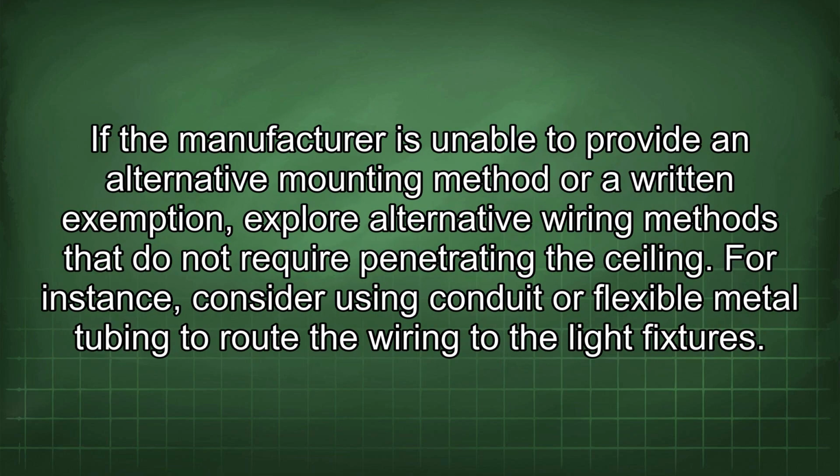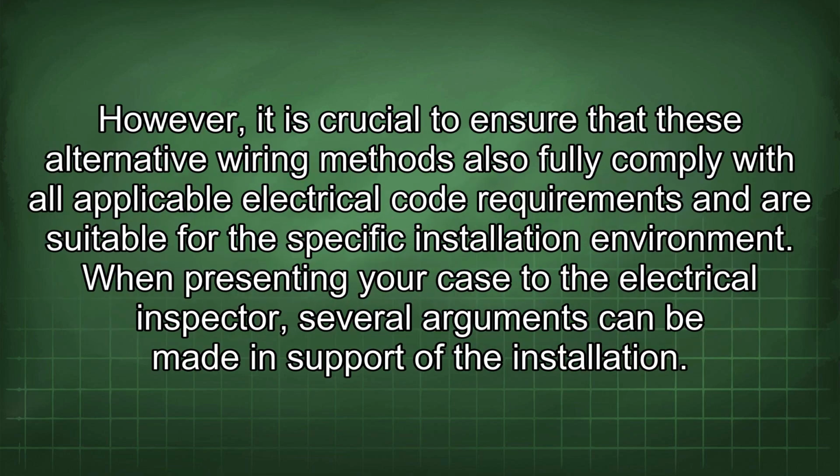If the manufacturer is unable to provide an alternative mounting method or a written exemption, explore alternative wiring methods that do not require penetrating the ceiling. For instance, consider using conduit or flexible metal tubing to route the wiring to the light fixtures. However, it is crucial to ensure that these alternative wiring methods also fully comply with all applicable electrical code requirements and are suitable for the specific installation environment.